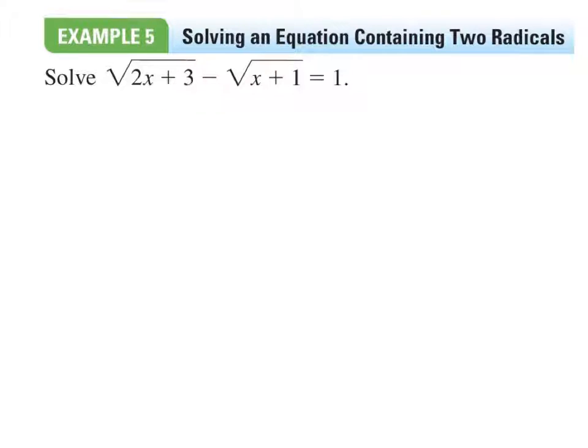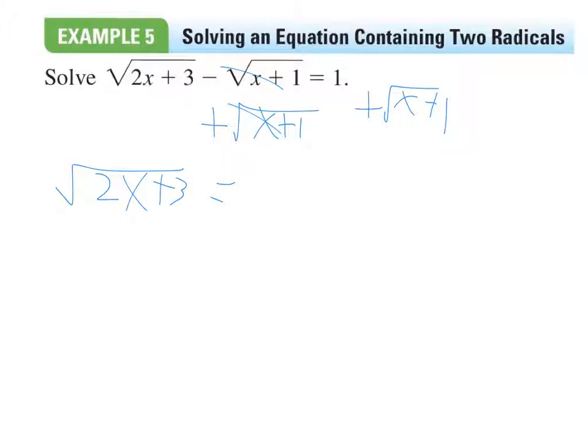Alright, here's another example, where we have two different radicals. Remember how we moved the radicals to opposite sides and you had to square it? We're going to have to do the squaring part twice, and I'll show you how. First, you start by getting the radicals on opposite sides like what we did before. I'd recommend moving over the square root of x plus 1 because it's a negative. So now you'd have square root of 2x plus 3 equals 1 plus square root of x plus 1.